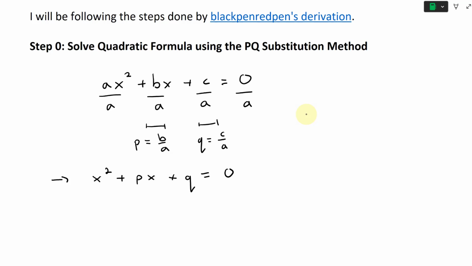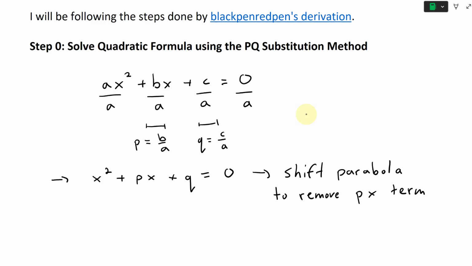All right, so now this is just a parabola. What we could do is just shift it. This is the strategy: to shift this parabola. And we can shift this just by updating all the x terms by a constant k. So we shift the parabola basically to remove the px term. So we want to cancel that out.